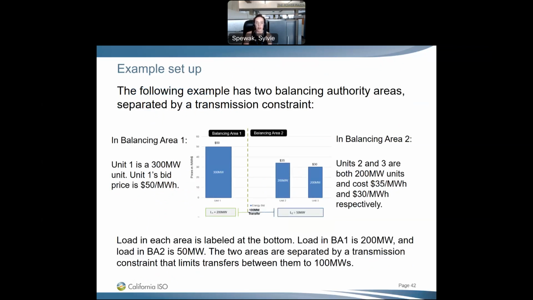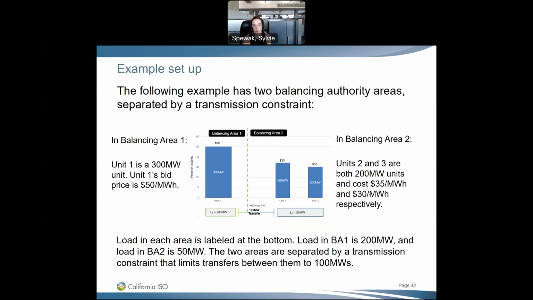So this looks a little bit different from the example we just walked through. Some similarities: you still have prices on the y-axis. I still put the bid price on top of these resources. Their width tells you the capacity. But now we have two separate areas, and I've labeled them here balancing area 1 and balancing area 2. We have one resource in balancing area 1. It's a 300 megawatt resource, and it has a bid price of $50 per megawatt hour.